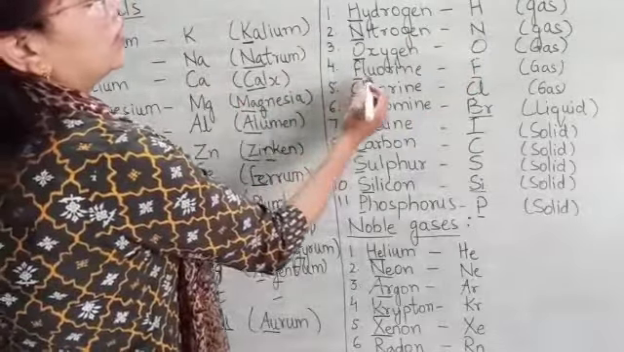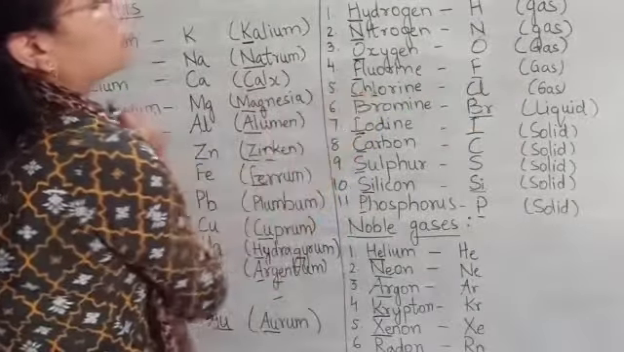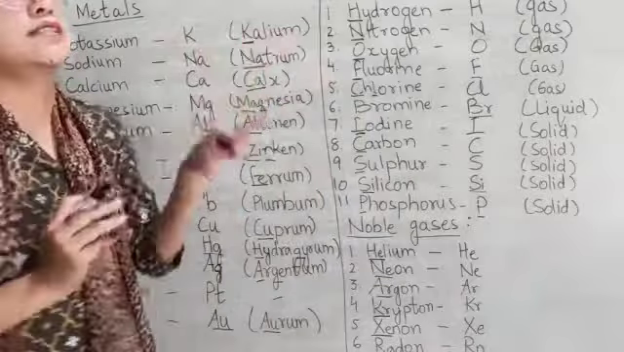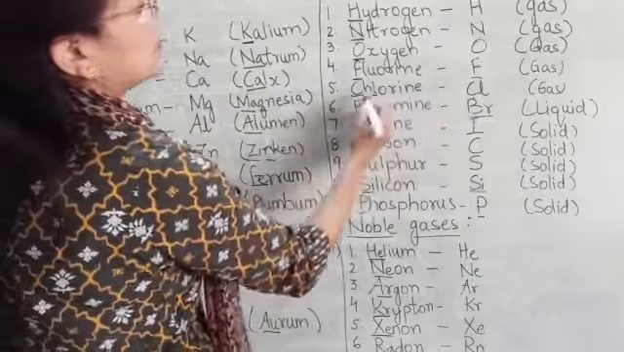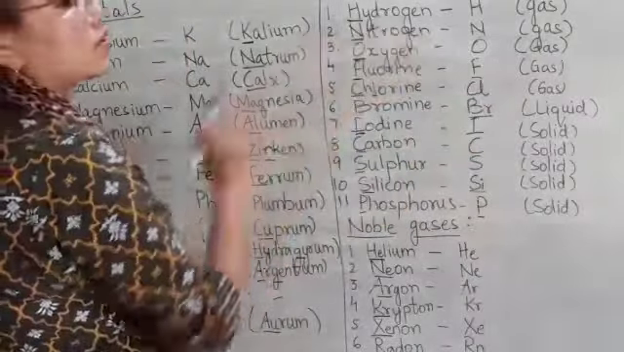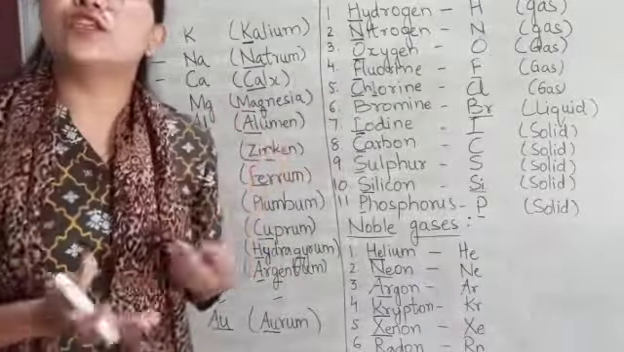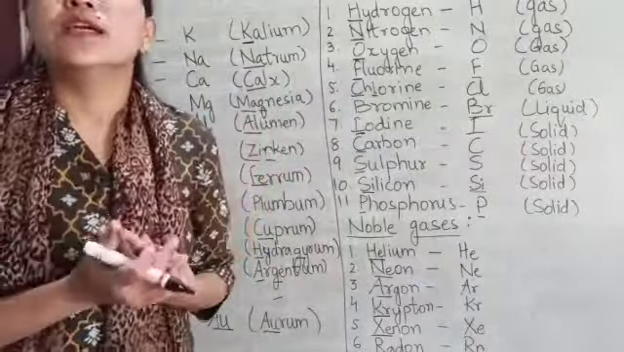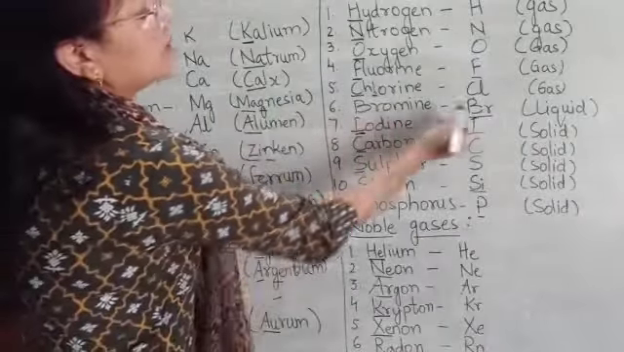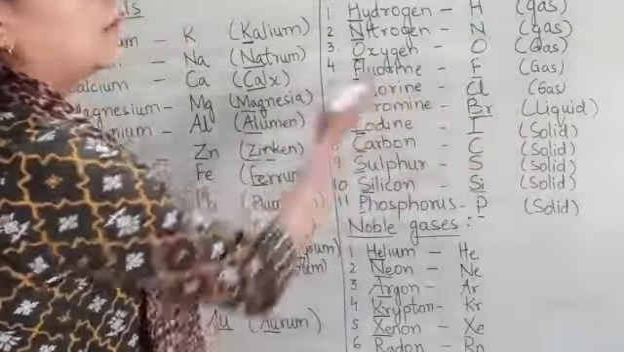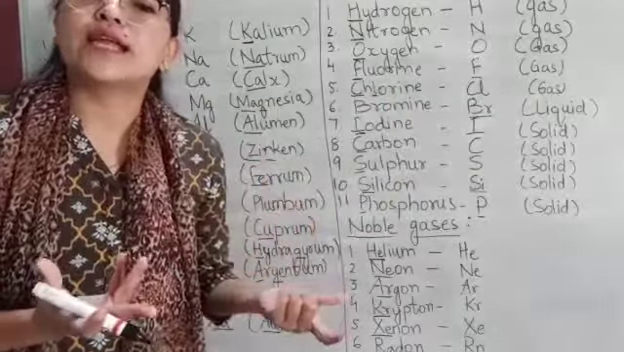Then comes fluorine. The symbol of fluorine is F. It is also a gas and is derived from the first letter F. Fluorine is present in toothpaste. Then comes chlorine and its symbol is Cl. Chlorine is also a gas. It is used as a bleaching agent and to kill germs, and it is used in swimming pools. Then bromine, the symbol of bromine is Br. Bromine is a liquid, and it is found in many flavored cold drinks like Mountain Dew.